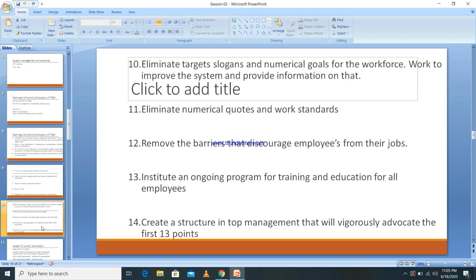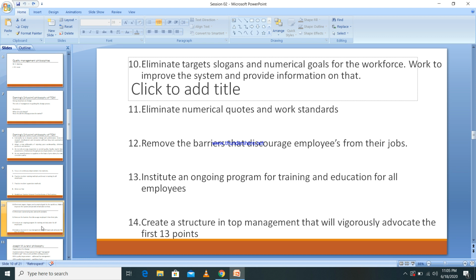Then the next point, remove the barriers that discourage employees from their job, right? So I think nowadays in most of the IT companies, they have given the freedom to their employees to work from home, and also they have given the freedom to work in flexi hours. So you should allow new things like that, new techniques like that, right? Then only you can encourage your employees to stay in your company, and then only they will work happily.